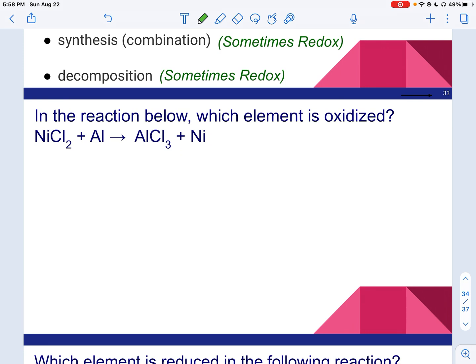All right, so now we'll take our information and put it into reactions. And like I said, we're going to go a lot more into this in another lesson, but for right now, we're just doing intro. What element is oxidized or reduced? Okay, so what you do to figure it out is figure out the oxidation state of each element. So here, Al is 0, it's in its elemental state, and then over here, Ni is 0. Chlorine's going to be -1 in both of those. So then that means here nickel is going to be +2 and aluminum is going to be +3.